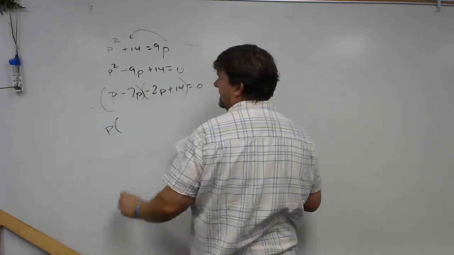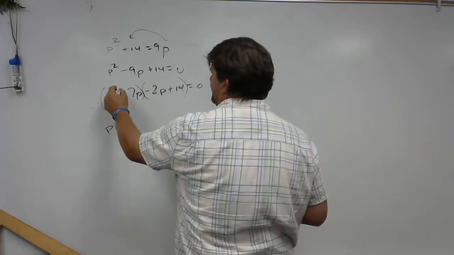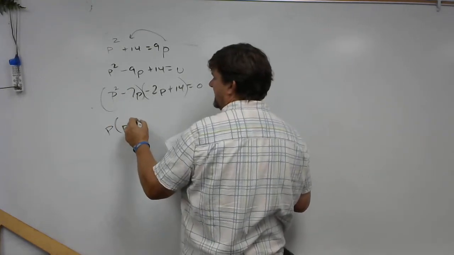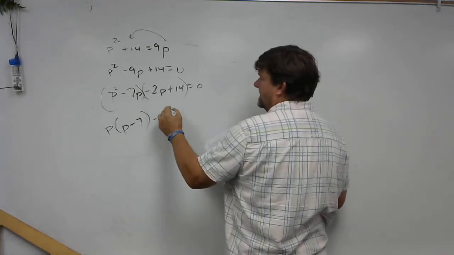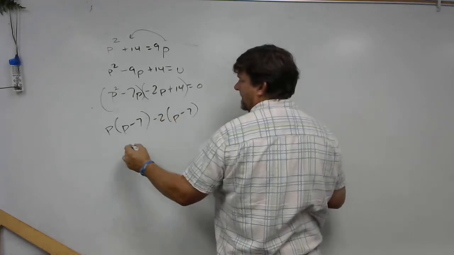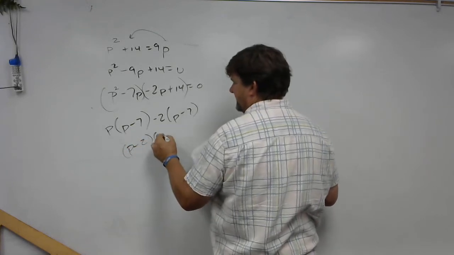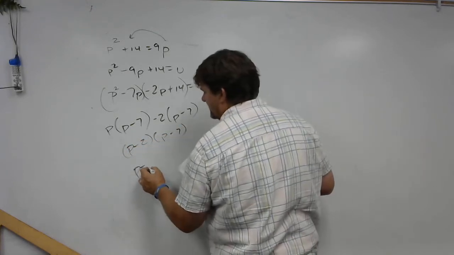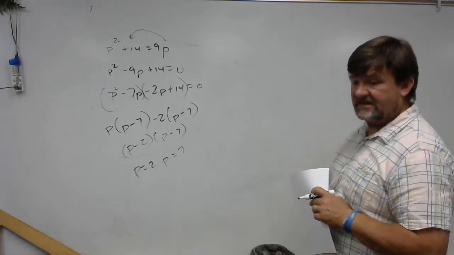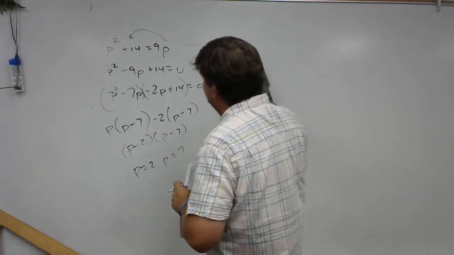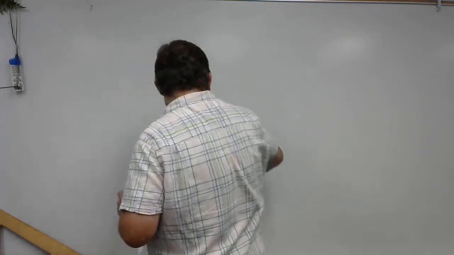Take out a p. That's p squared. Take out a p, I get p minus 7. Take out a negative 2, I get p minus 7. p minus 2 times p minus 7. p equals 2, p equals 7. So zero product property, all those things we've been talking about in the last few videos. All right.